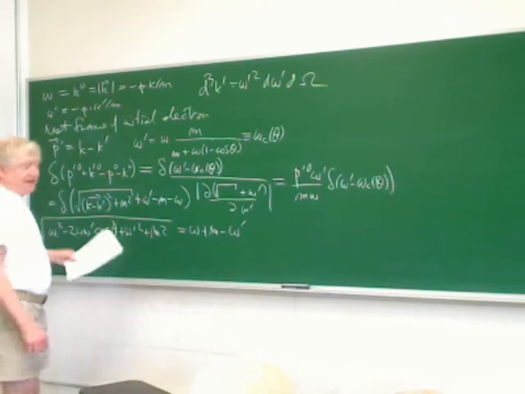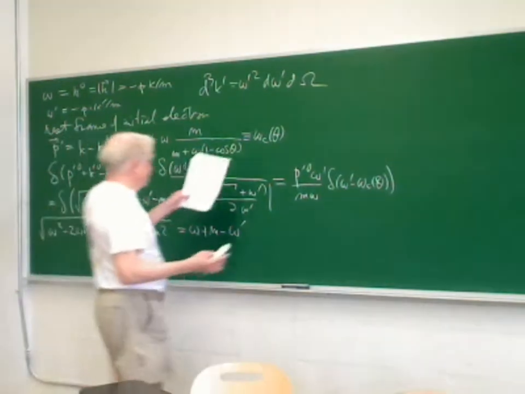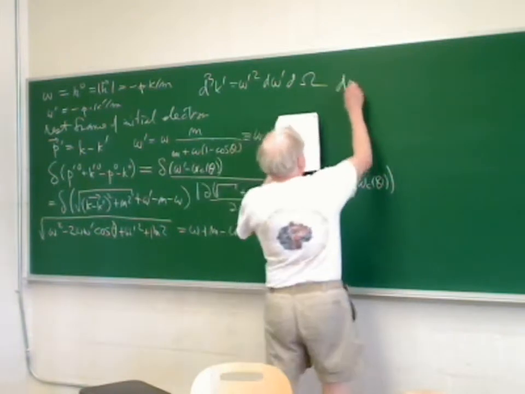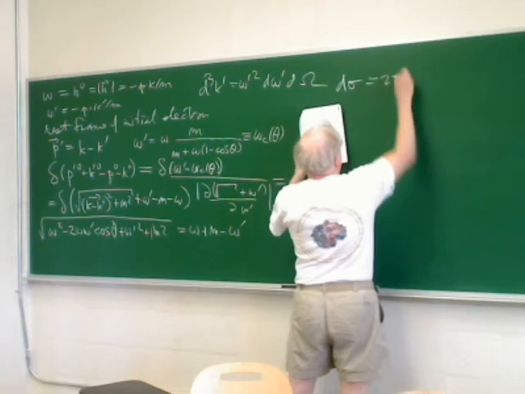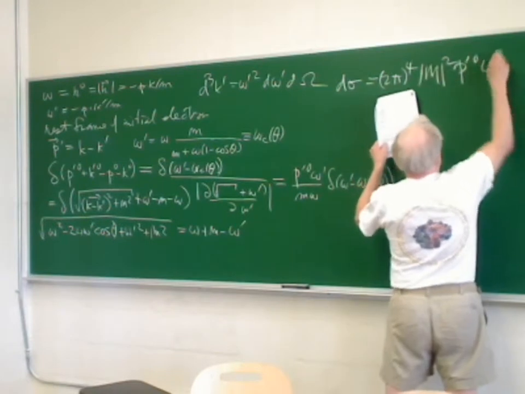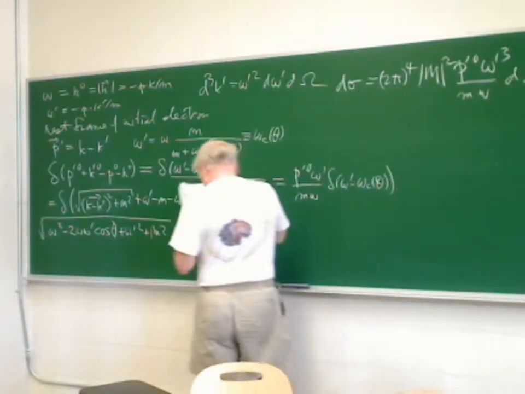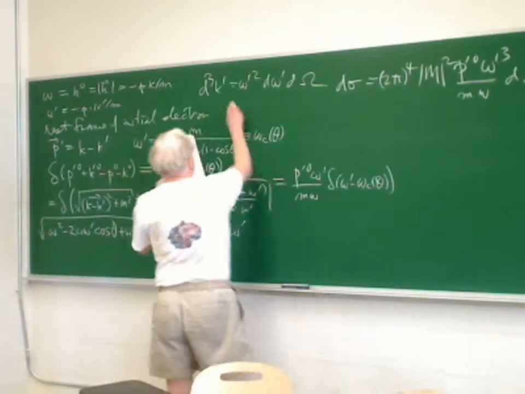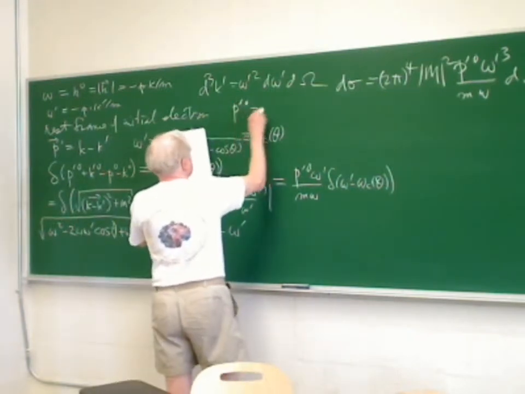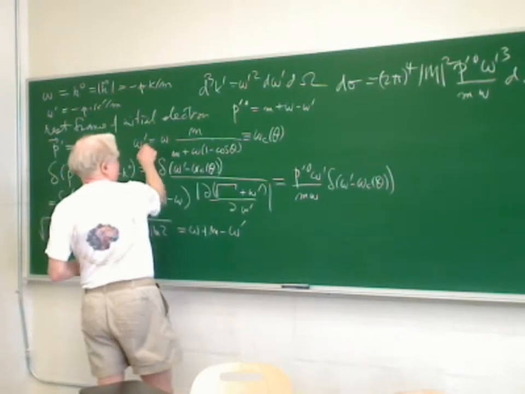All right. So we're down to our cross section. We integrated d^3p prime, that fixed p prime. We now integrate over d^3k prime, and that fixes omega prime to be omega Compton. And we get as our cross section d sigma, 2 pi to the 4th, absolute value of the matrix element squared, p prime 0, omega prime cubed over m omega. So this is the differential scattering cross section. In this case, p prime 0 is equal to m plus omega minus omega prime. Omega prime is given by this expansion.